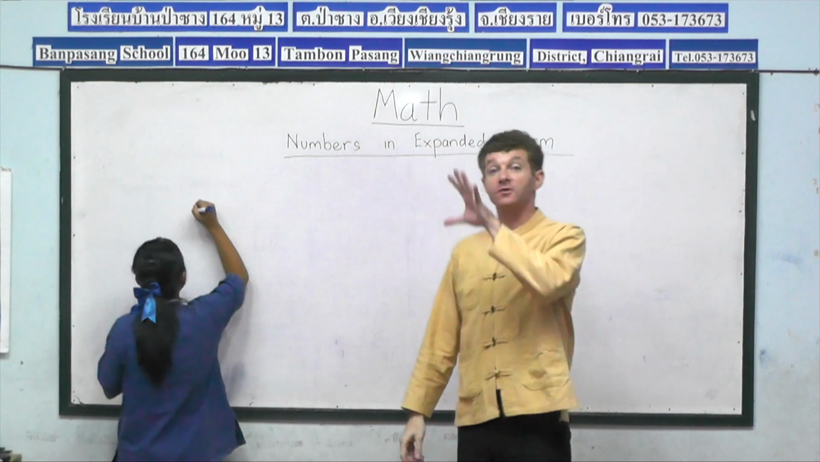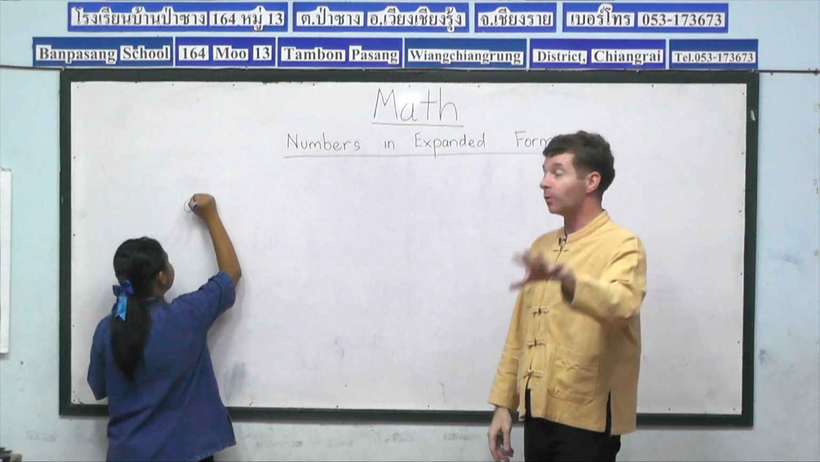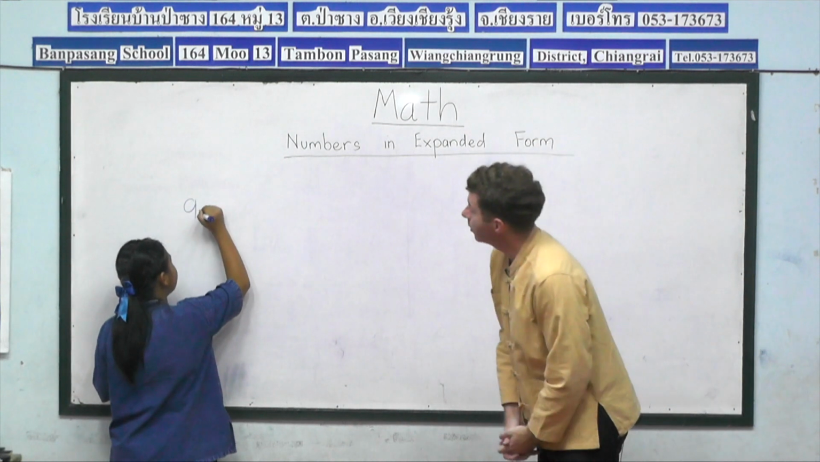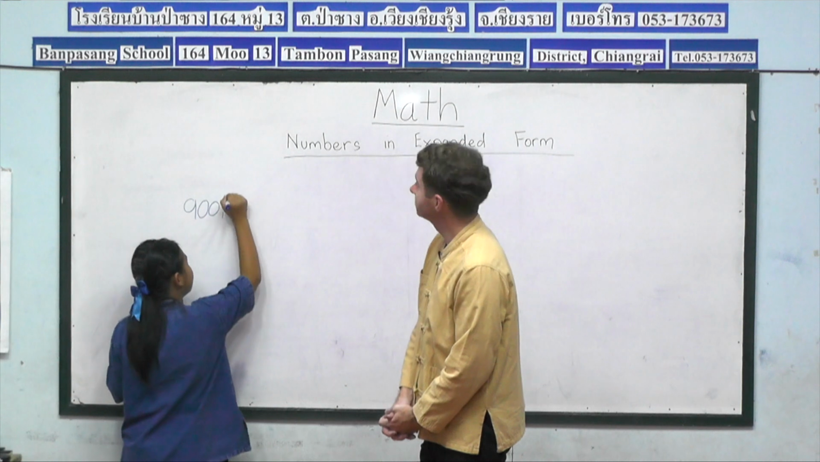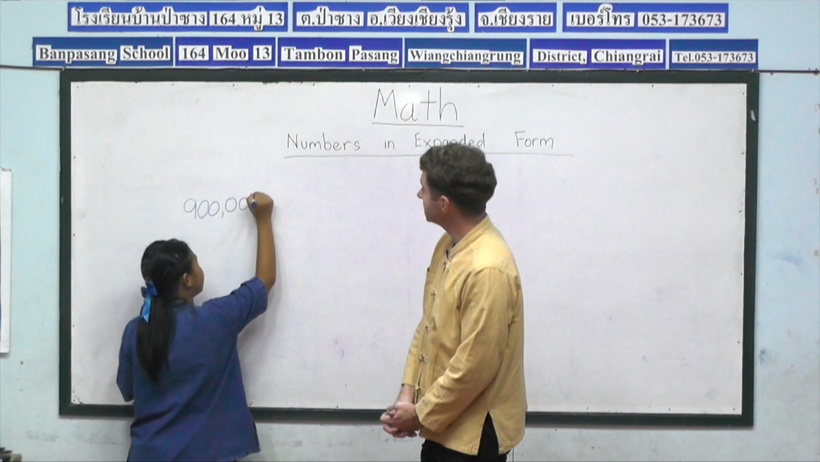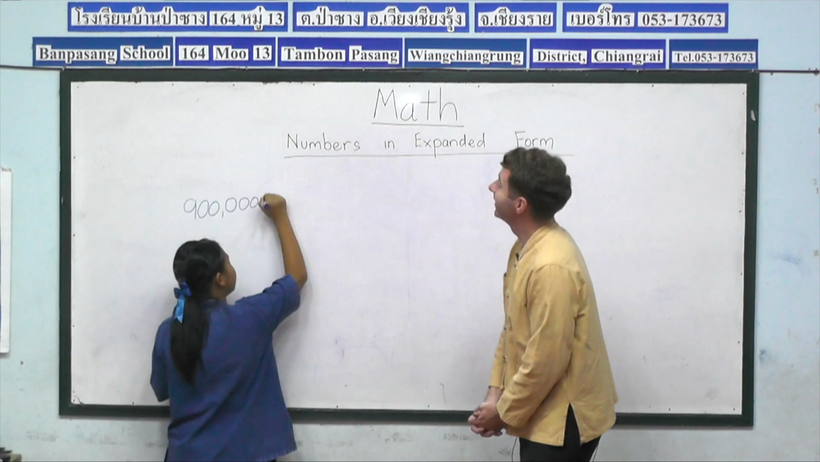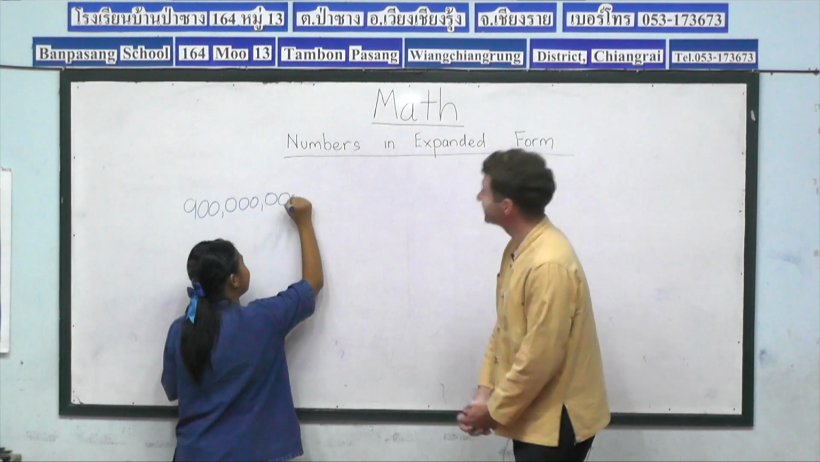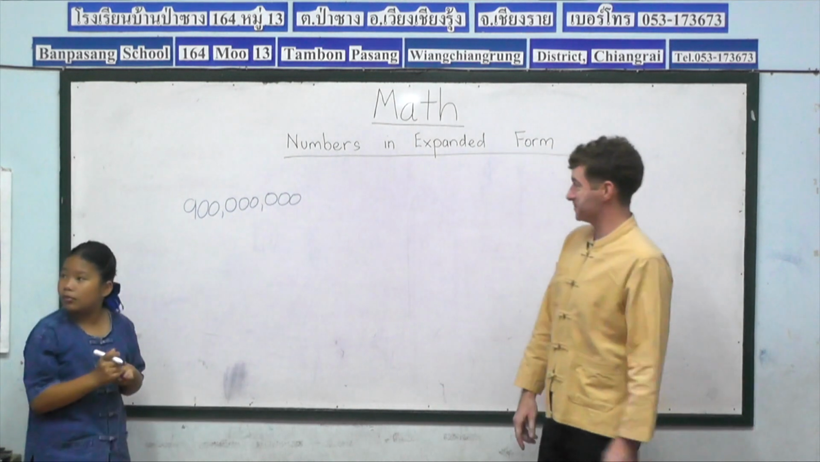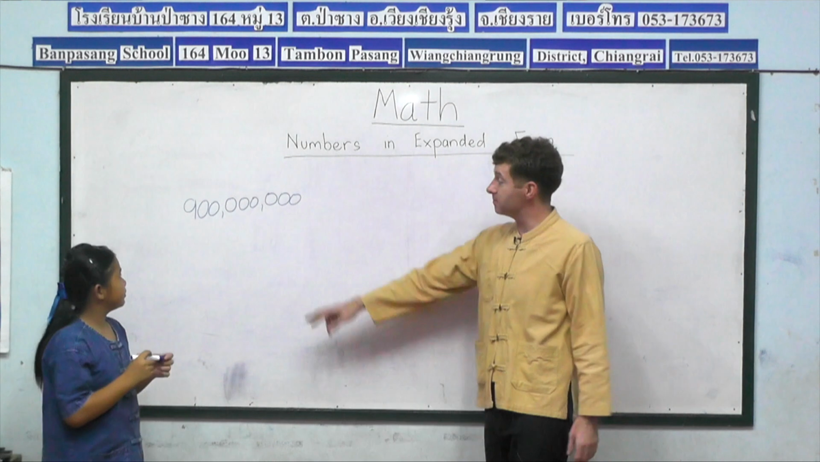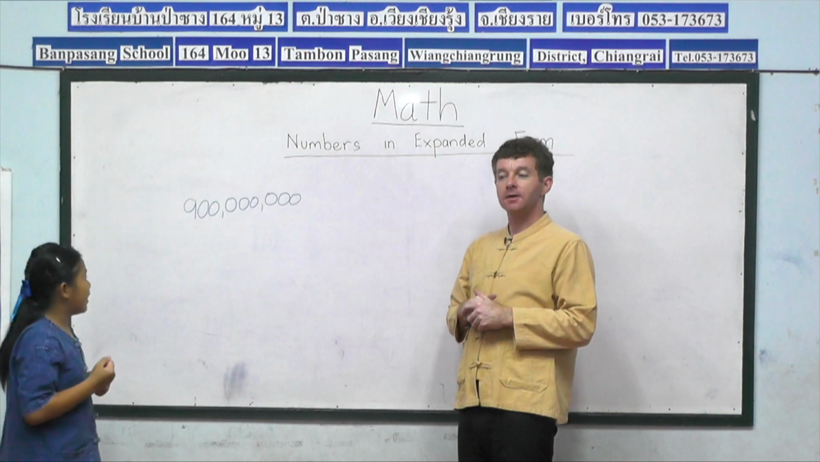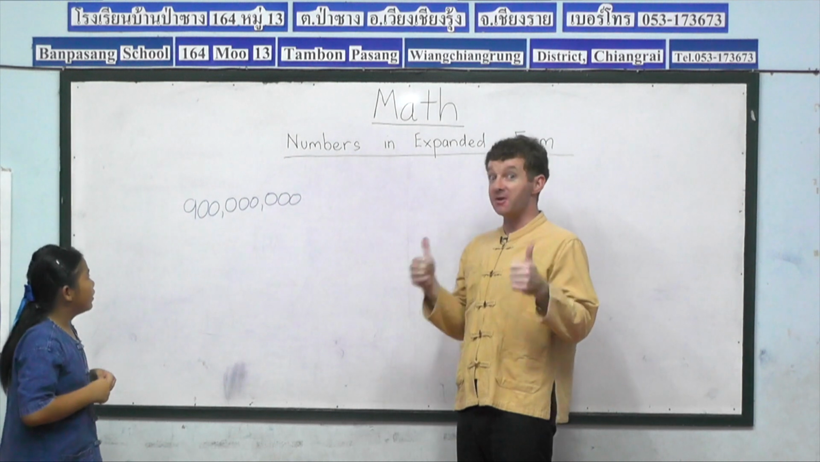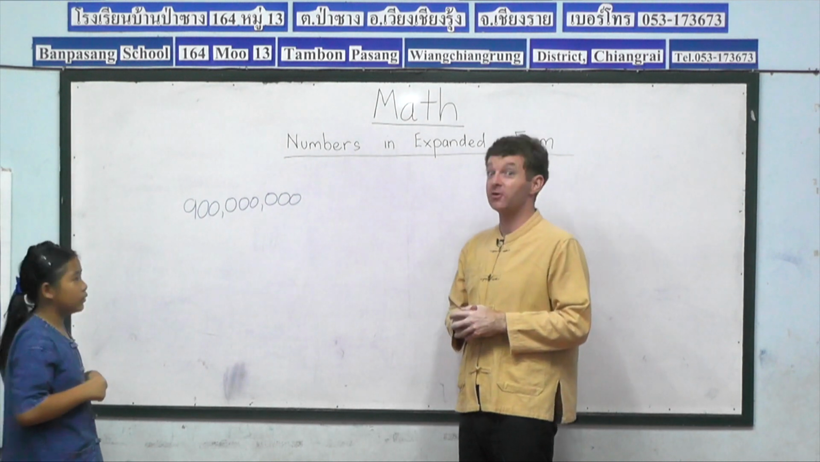So what we'll do, we'll start with 9 digits and we'll go down each time. Okay, so 9, 0, 0, 0, 0, 0, 0, 0, 0. Excellent, Lakgao. So we've got our 9-digit number. Who can tell me how much this number represents? 900 million. Perfect. 900 million.